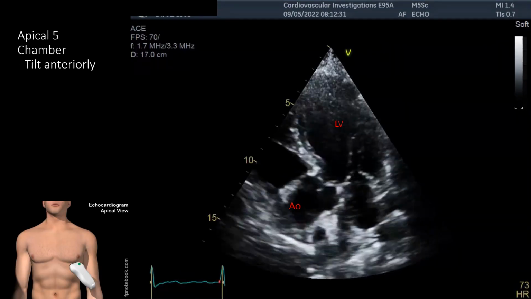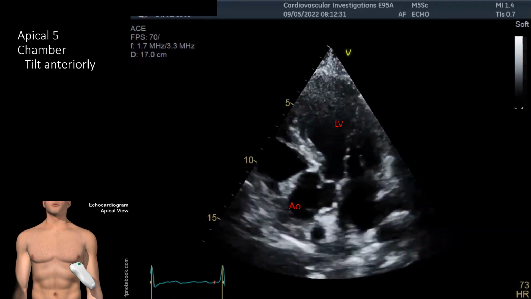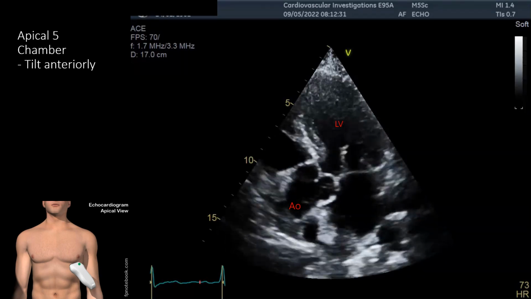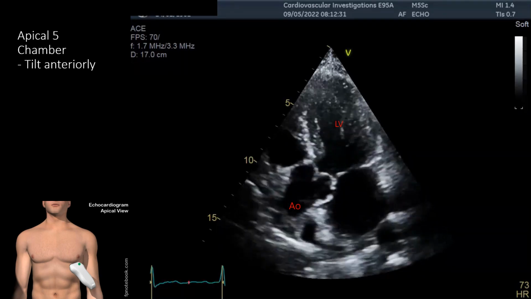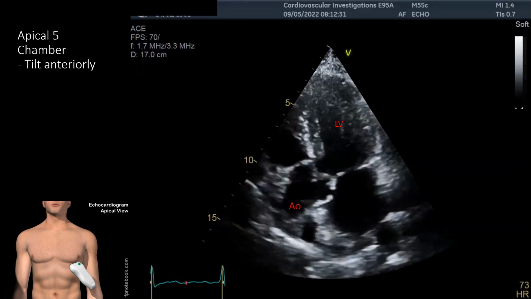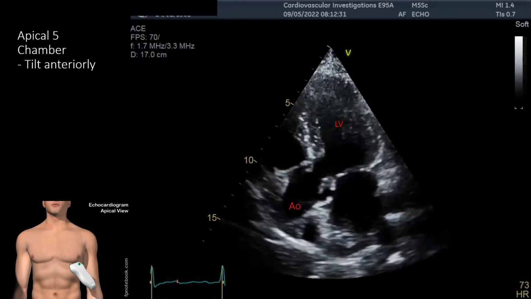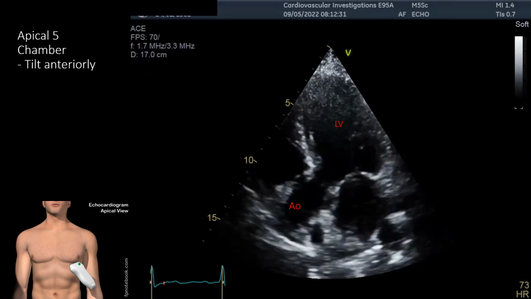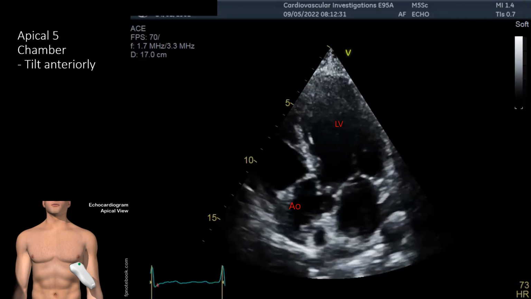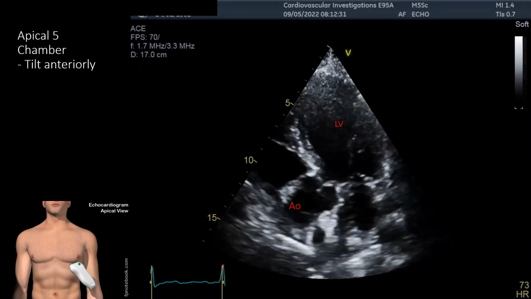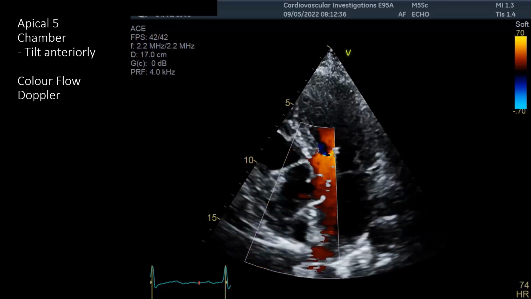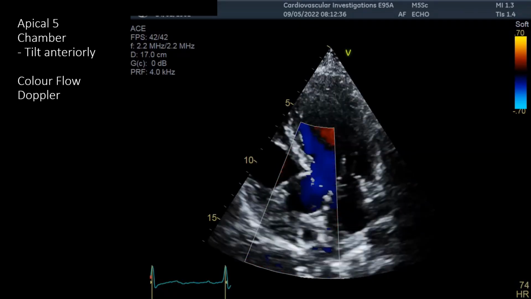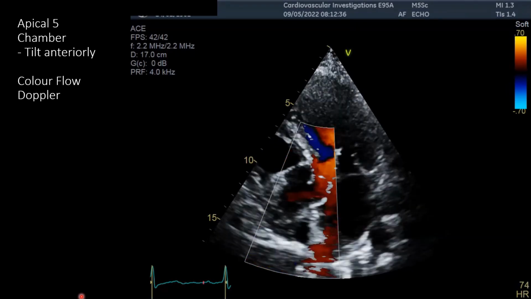And now we move to that apical 5 chamber view. So this is the same window as we obtained the apical 4 chamber view, but we now just tilt the probe anteriorly slightly, so the beam of the ultrasound is moving slightly towards the patient's feet and away from the head, and that opens up the aortic valve, which is marked. And we can then use color flow Doppler to look for any regurgitant jets across the aortic valve.